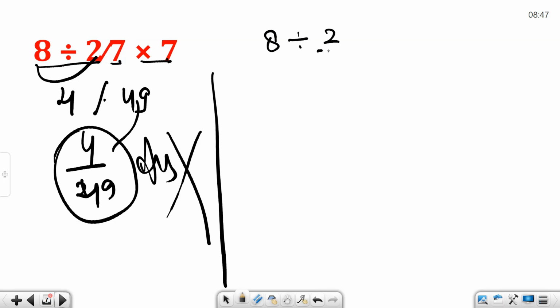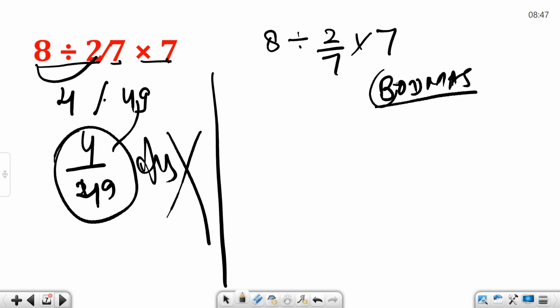8 divided by 2 by 7 into 7, according to the BODMAS rule. First, we solve the brackets, then division and multiplication, since division and multiplication have the same priority. So we'll check from left to right. As we move from left to right, whichever comes first will be done first, and then the next operation will follow. In the same way, for addition and subtraction, we look at the order from left to right.